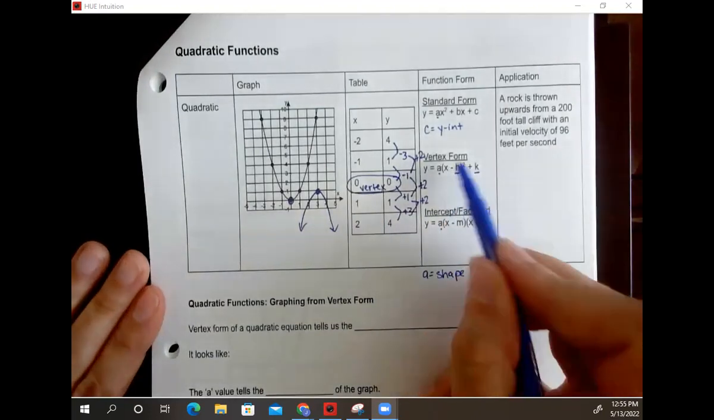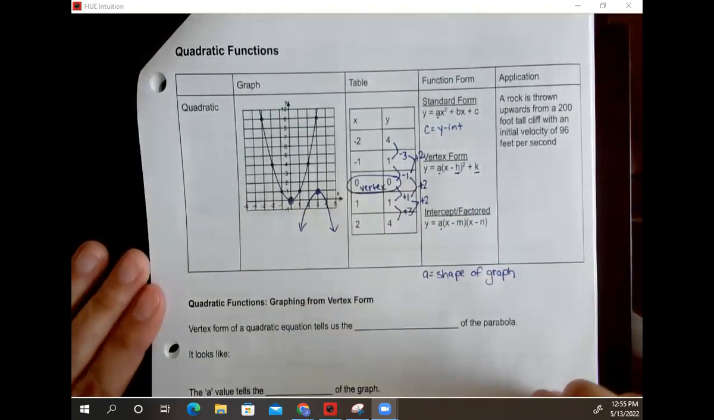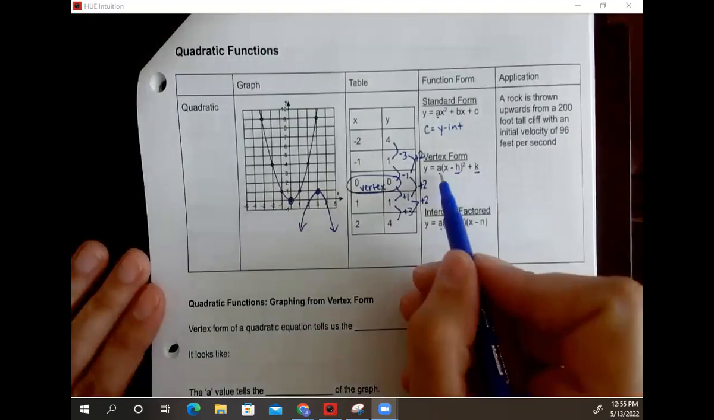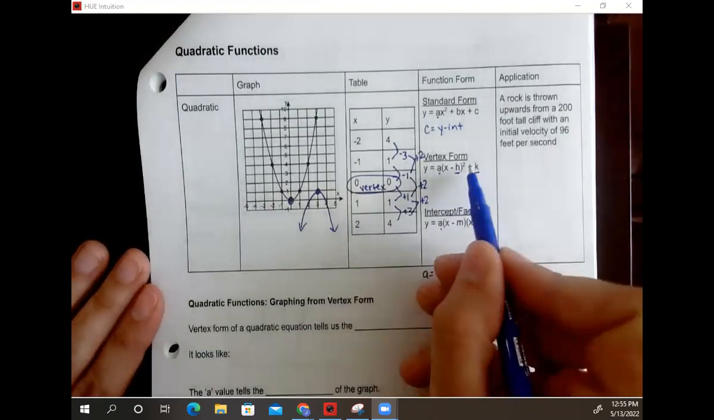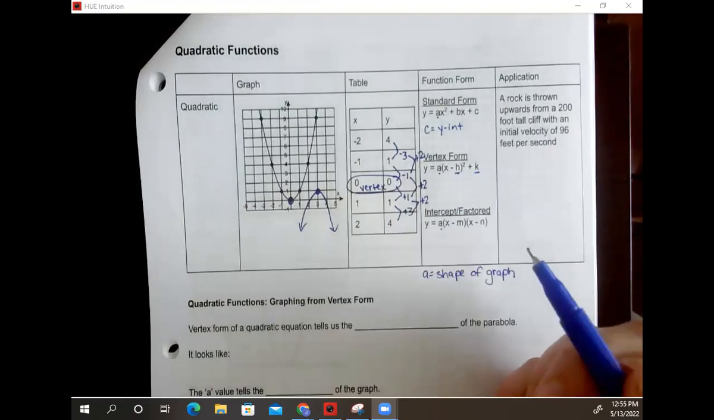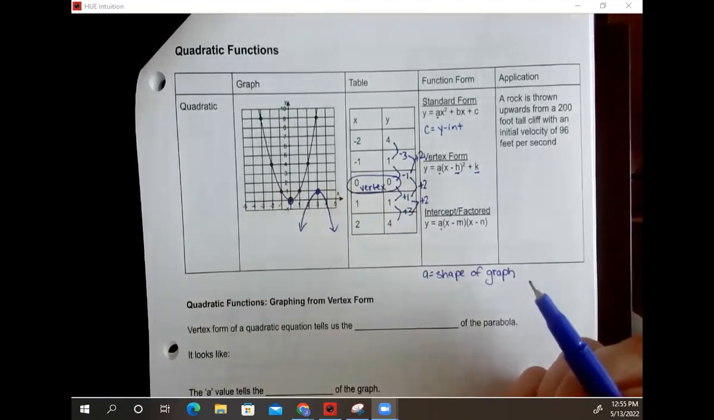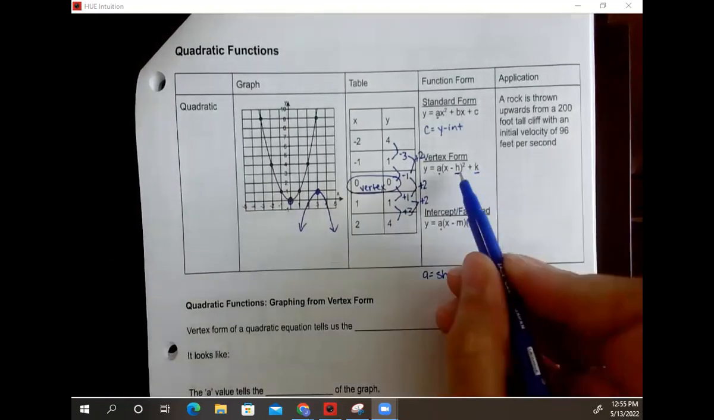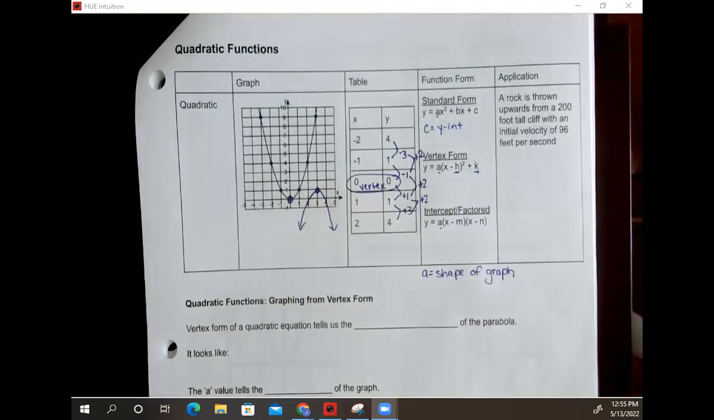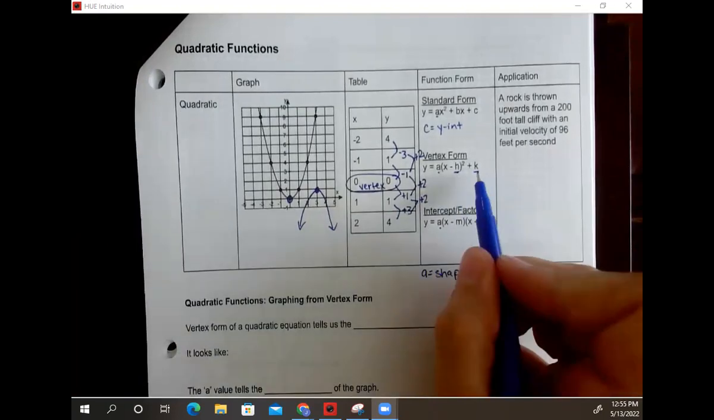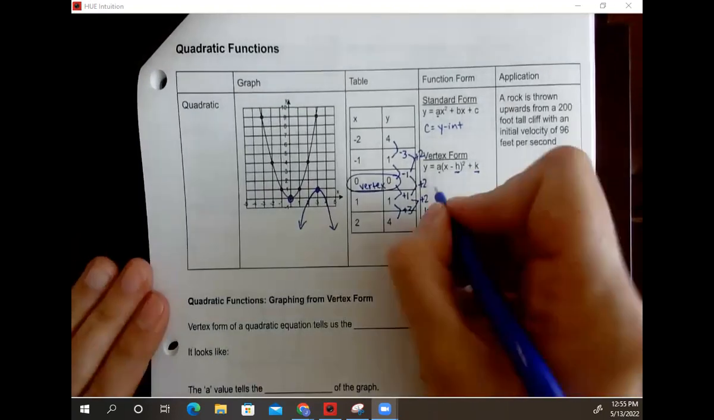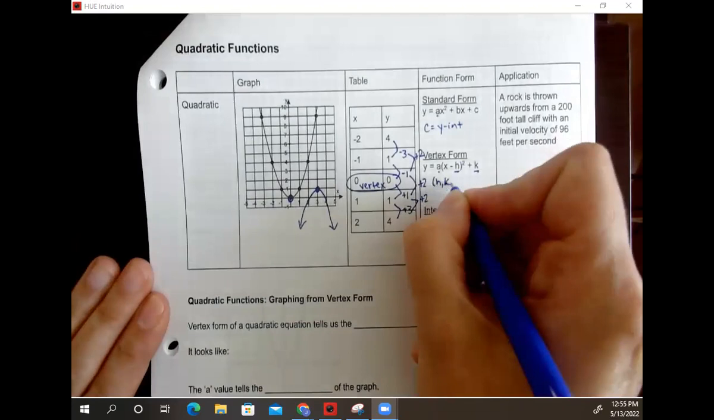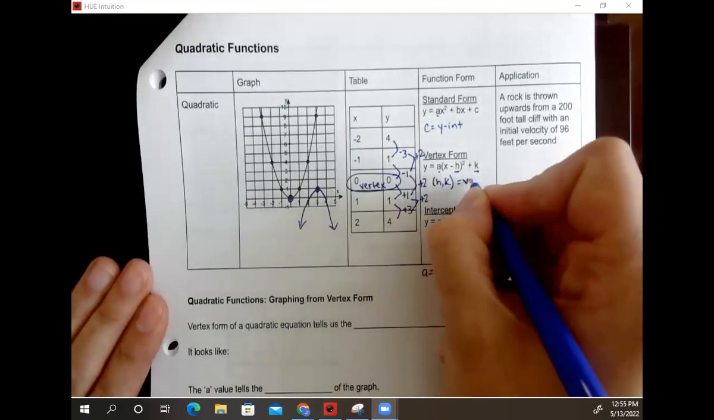Notice that this is a similar format to point slope form from our lines. In point slope form, this would have been the slope, and then we didn't have a square here, but a really similar setup to point slope form. In point slope form, these two values came together to create an ordered pair representing a point that was on my line. The same thing is true for vertex form. H and K together represent a point on my parabola, specifically the vertex.